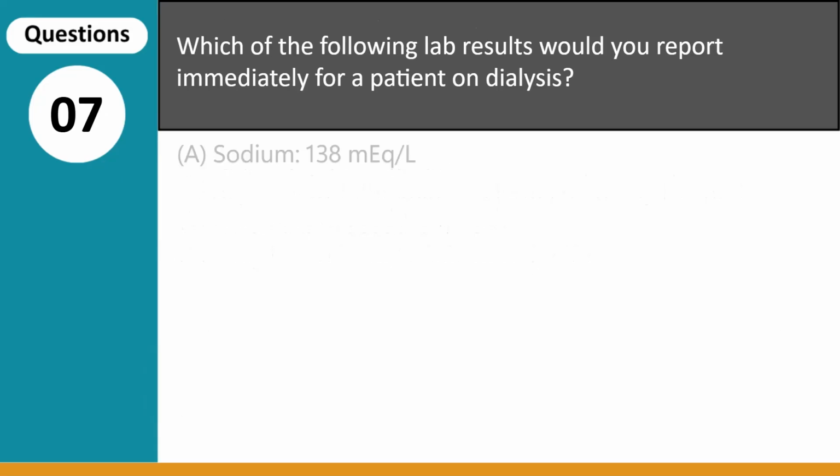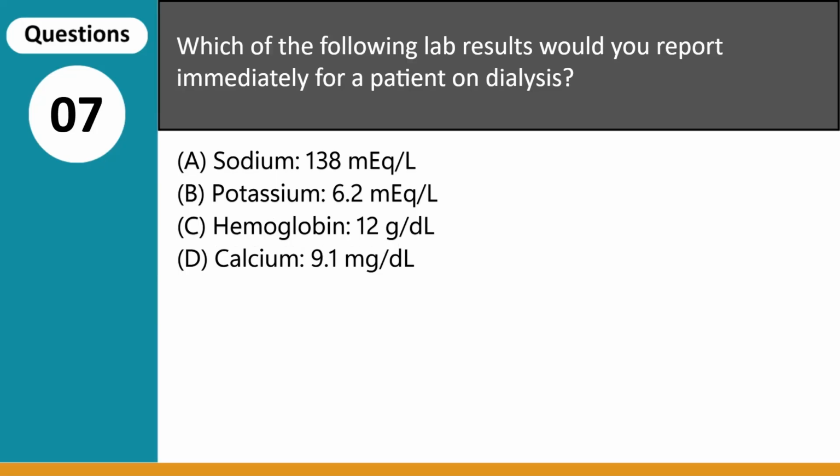Which of the following lab results would you report immediately for a patient on dialysis? A. Sodium, 138 milliequivalent/L. B. Potassium, 6.2 milliequivalent/L. C. Hemoglobin, 12 g/dL. D. Calcium, 9.1 milligrams per deciliter.